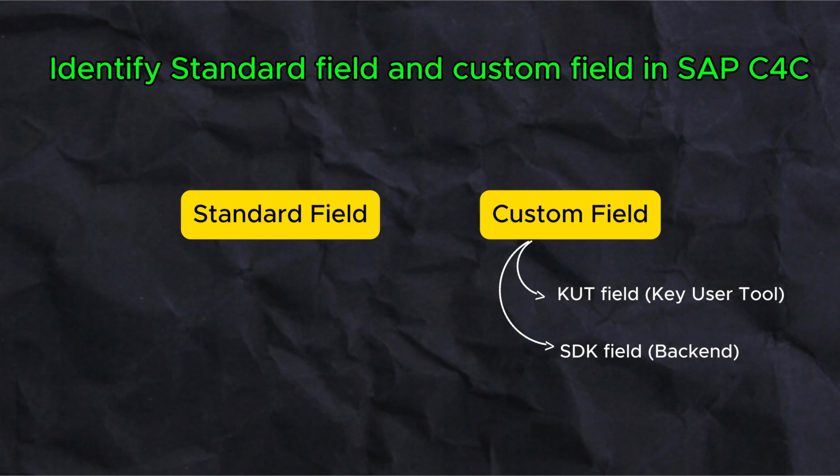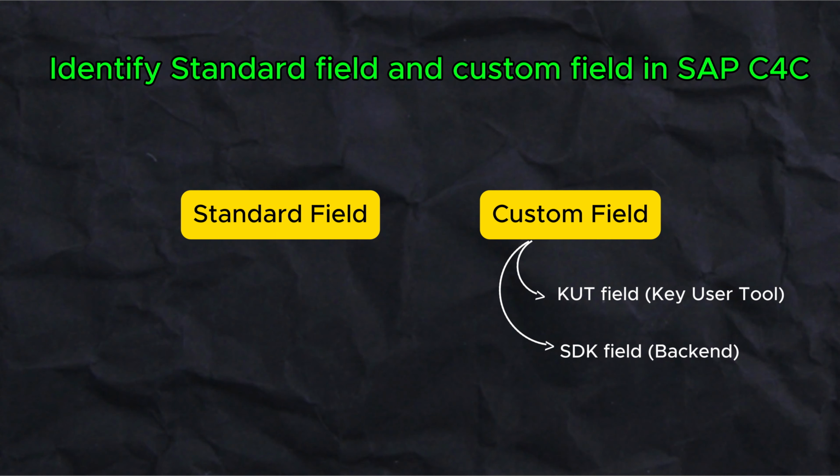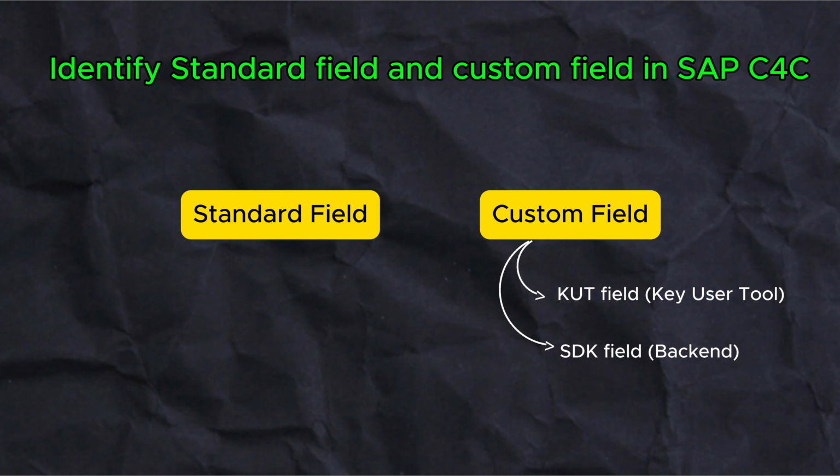There are two types of custom field we can add in C4C. It can be a KUT field or it can be an SDK backend field. And there can be a standard field also.